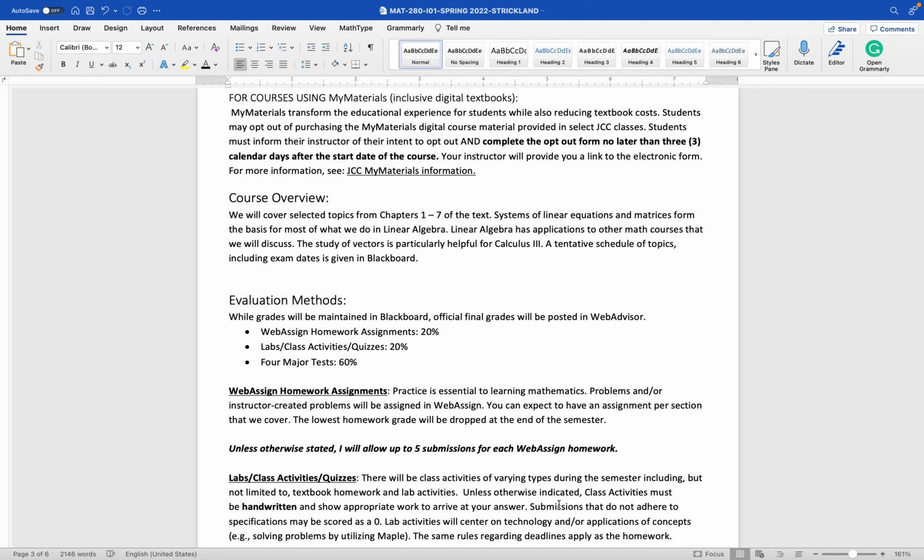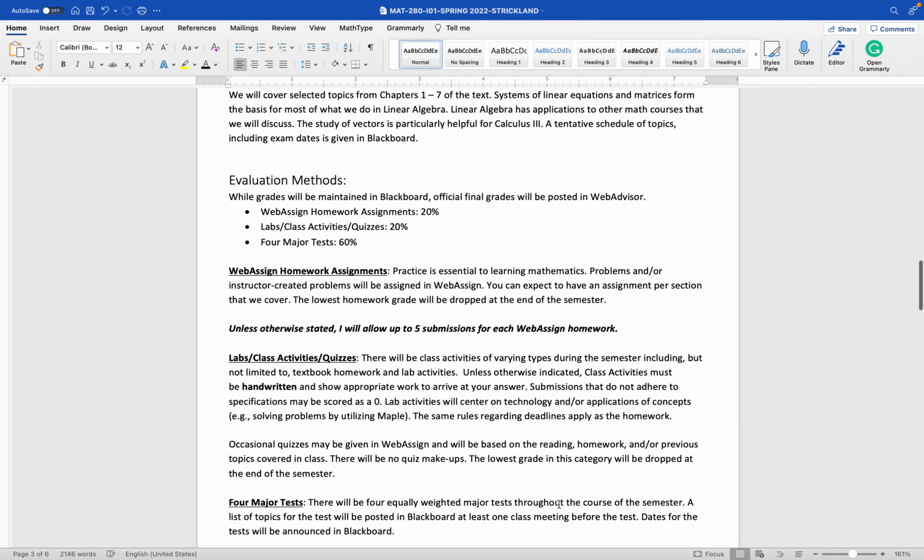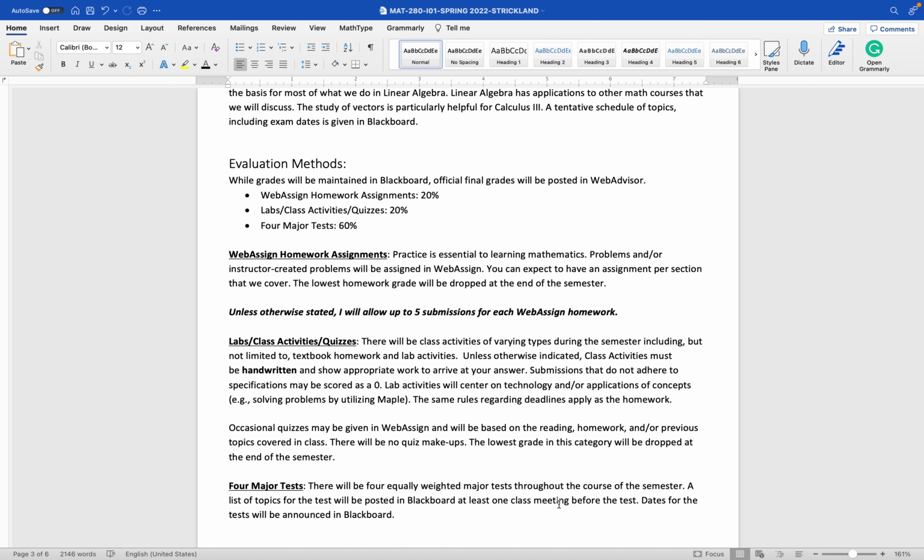For the evaluation methods, while grades will be maintained in Blackboard, official final grades will be posted in WebAdvisor. The web-assigned homework assignments will make up 20% of the grade. The labs, class activities, and quizzes will be 20%. And there will be 4 major tests, which will amount to 60% of the course grade.